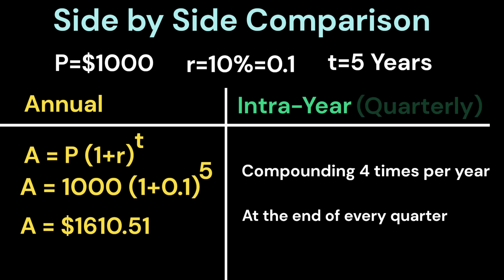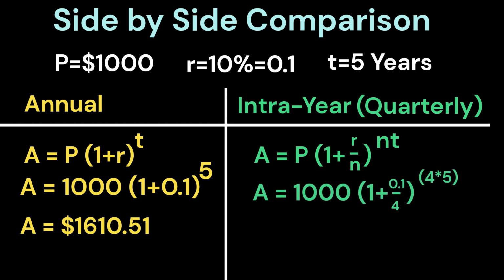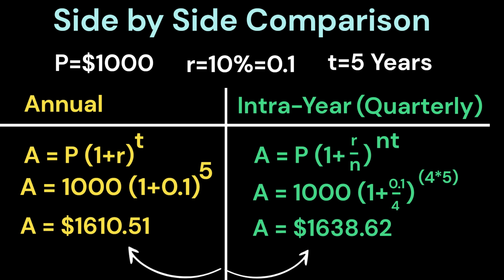Now, let's use the same numbers for an investment option that compounds 4 times per year, that is, at the end of every quarter. Applying our formula for intra-year compounding, we get the final principal, A, as follows. Y equals 1,000 multiplied by 1 plus 0.1 divided by 4, to the power of 4 times 5, which results in $1,638.62. See the difference? This tells you that intra-year compounding yields you more money than once-a-year compounding.